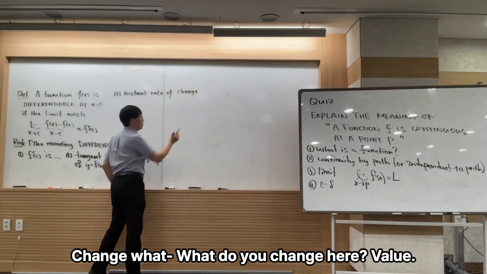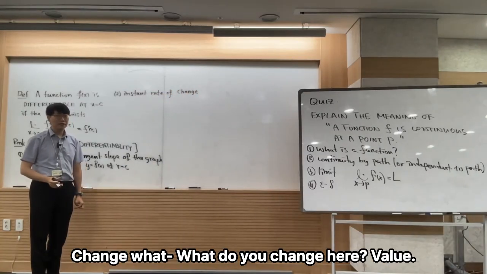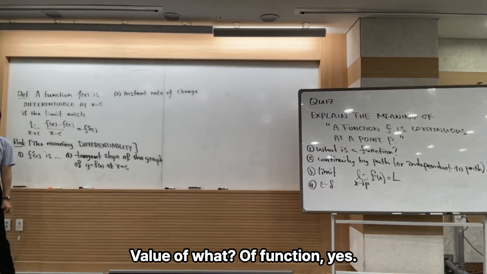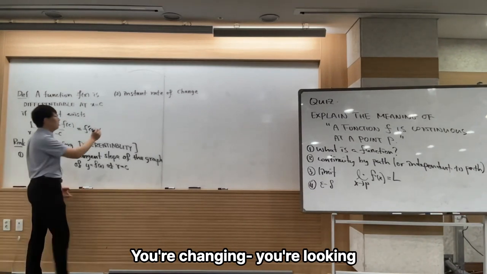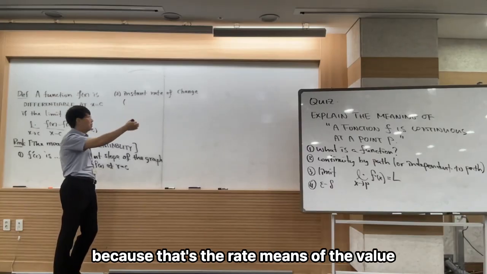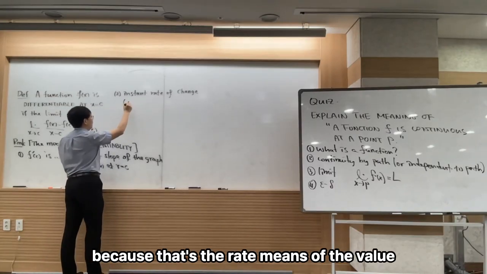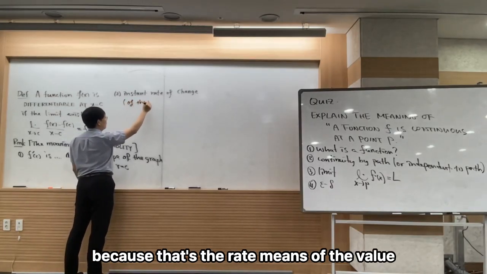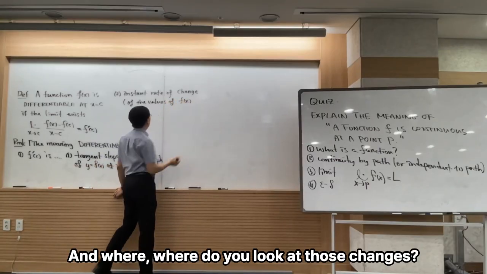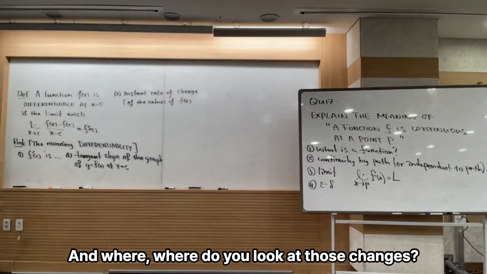Of what? What do you change here? The value of what? Of a function. Yes, you're looking at how fast the value of the function is changing, because that's what the rate means, the value of f of x. And where? Where do you look at those changes?